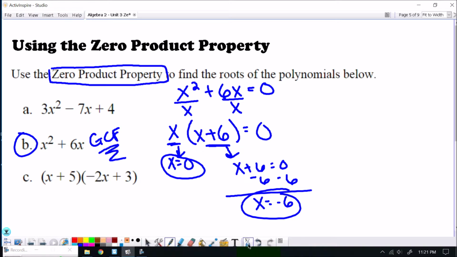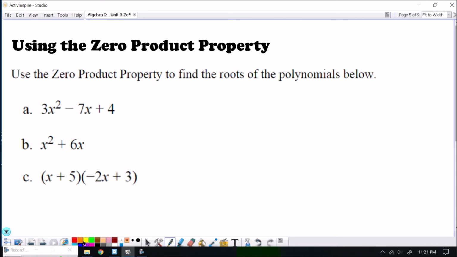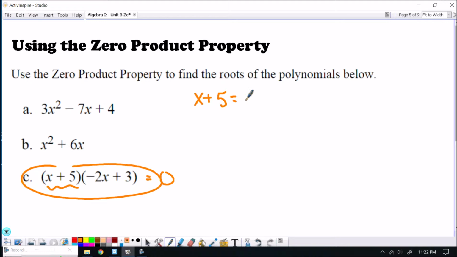And then the last one, for C. C is already in factored form. So I can set this equal to 0, and I'm going to have two mini equations for this because I have two things being multiplied. I have x plus 5 is equal to 0, and I have negative 2x plus 3 equals 0.